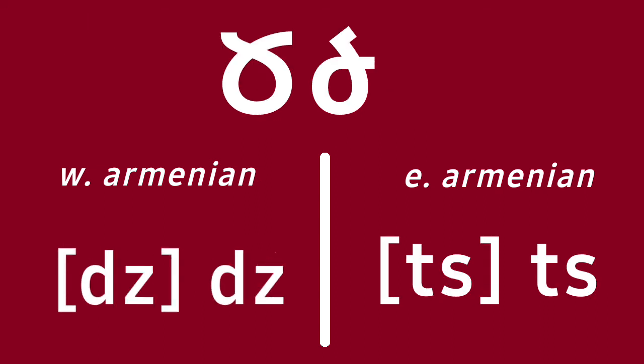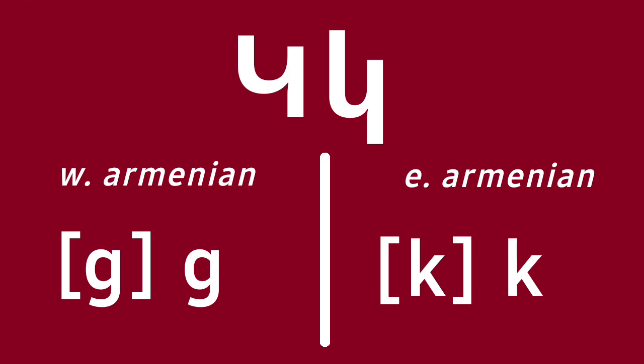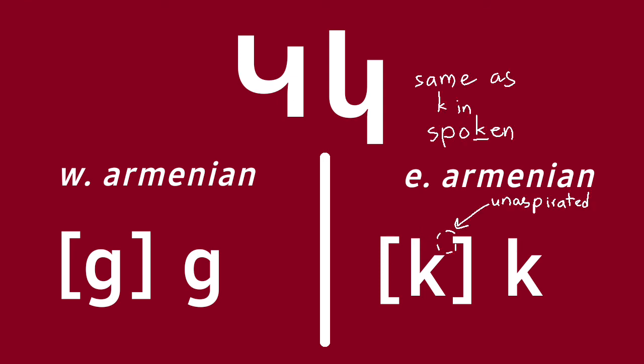Okay, this one is so cool. It looks like it has a sick hairstyle kind of thing. In Eastern Armenian, it makes the z sound like in torments. In Western Armenian, it makes the z sound like in cards. The number 4, also known as the letter Ken, makes the sound k in Eastern Armenian and g in Western Armenian.